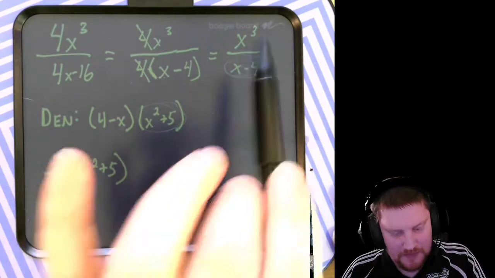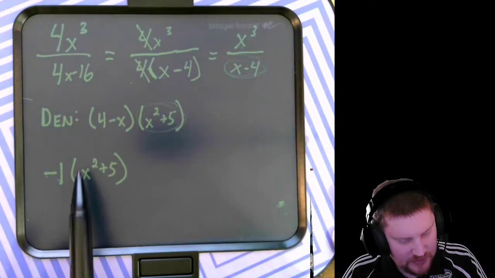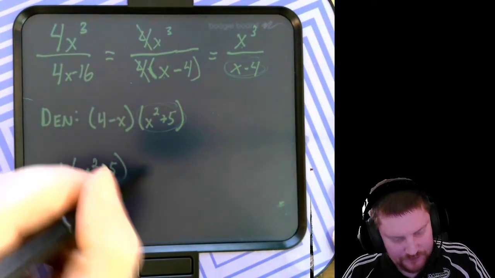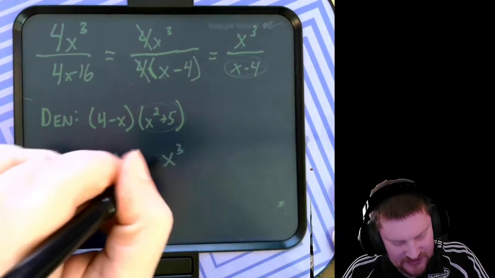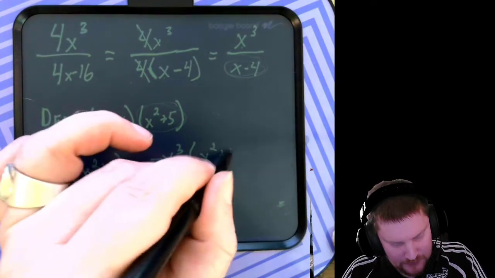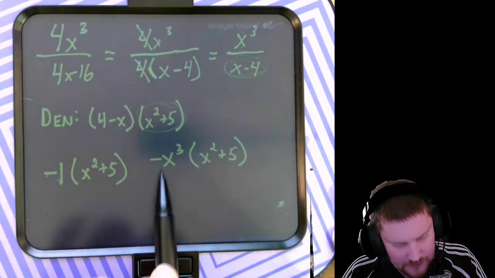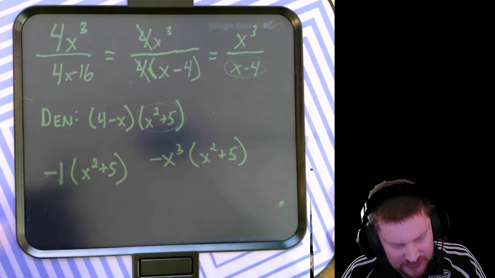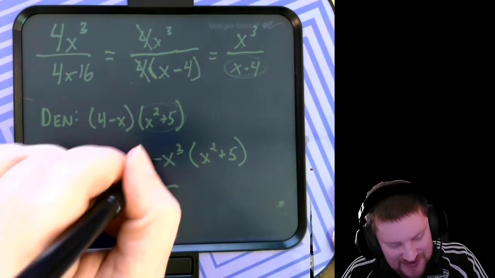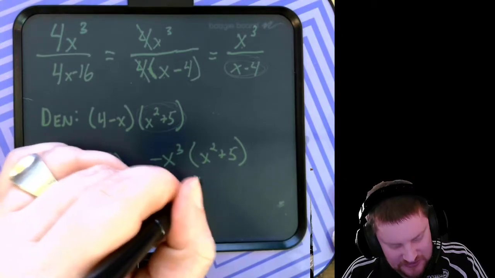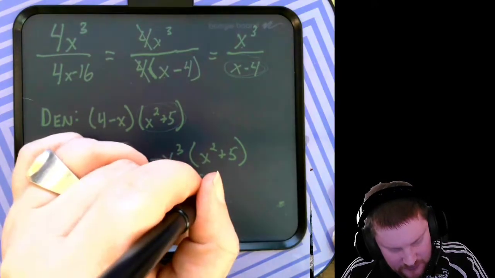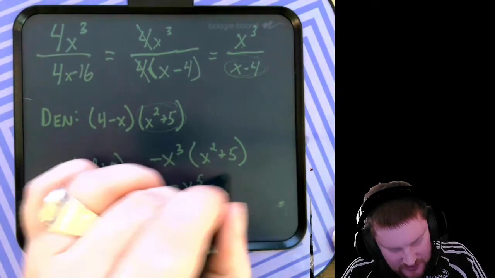So I need to multiply my numerator by negative 1 and by x squared plus 5. Well, I'm going to multiply it by negative 1 first. So x cubed times negative 1 is just negative x cubed. And now I need to multiply it by x squared plus 5. Negative x cubed times x squared is negative x to the 5th power. And negative x cubed times 5 is negative 5x cubed.